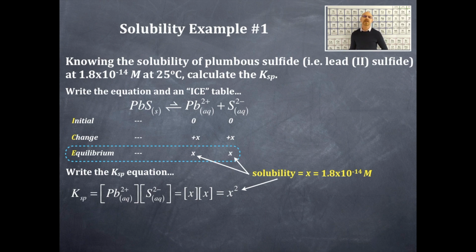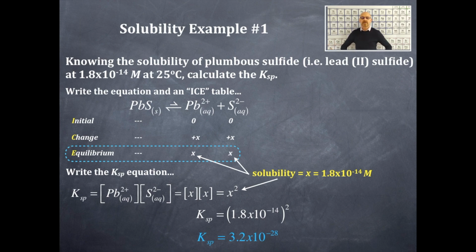Now I need to plug this value into the Ksp expression. So I'm going to plug this in for x. That is, Ksp is equal to 1.8 times 10 to the negative 14, squared. All you've got to do right now is plug this into your calculator, square the 1.8 times 10 to the negative 14, and you're going to get the Ksp. And there it is. The Ksp is equal to 3.2 times 10 to the negative 28.